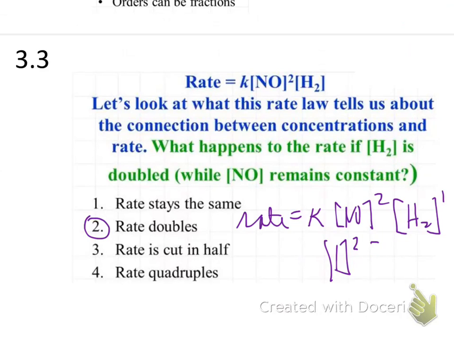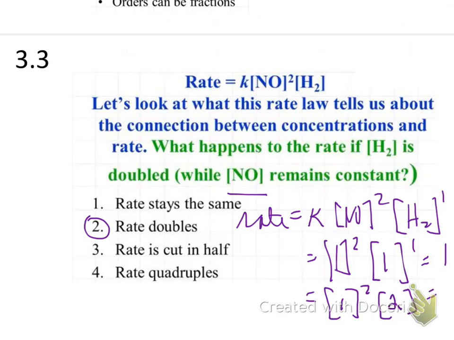1 also. The concentration of H2 is also 1, raised to the 1 power. 1 squared times 1 is going to be 1. But if I hold NO constant like it says, this is still going to be 1. Now, if I double H2, this is going to be 2. So it's 1 squared times 2, and this value is going to be 2. So the rate is going to double.